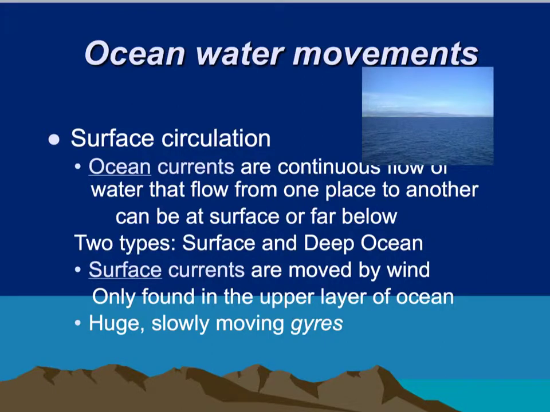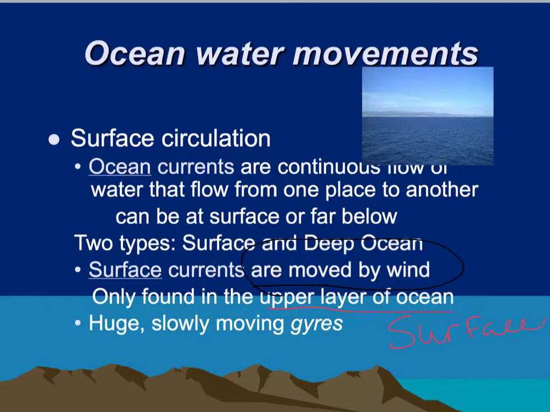So again, we have these two types of ocean water movements. We have surface movements, which are moved by wind. And these are only in the upper layer of ocean. So if you remember in the different layers of ocean and different sections of ocean we talked about, we had the surface layer, the surface mix zone. So the surface mix zone is the only area that's affected by these surface currents.